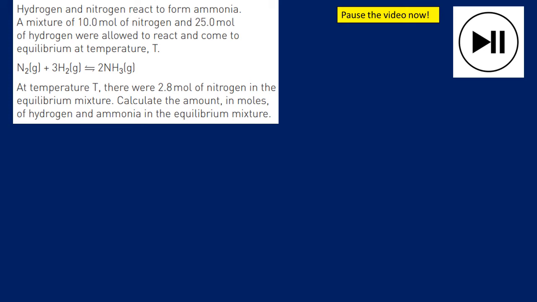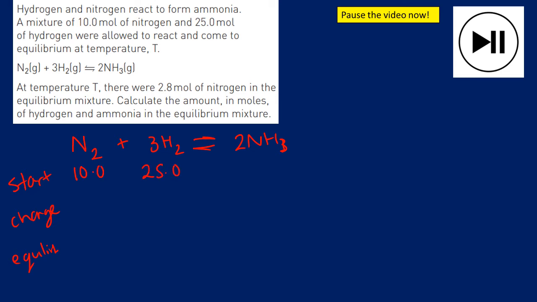Okay, so the starting point for what I suggest you do is have a balanced equation, and then we visualize that table underneath the equation. So we have a start, we'll have some sort of change, and then we'll have equilibrium at the end. So here we have a mixture of 10 moles of nitrogen. So at the start we have 10 moles of nitrogen and 25 moles of hydrogen. We don't have any ammonia at the start.